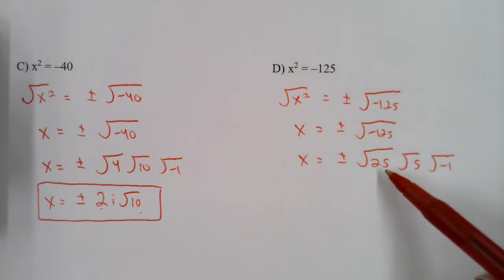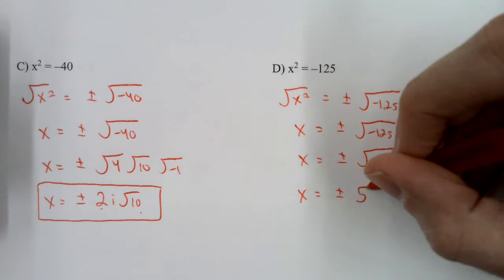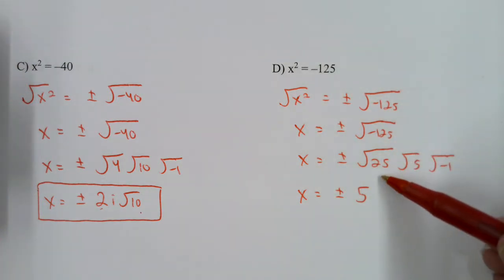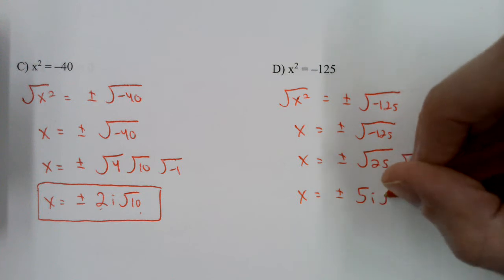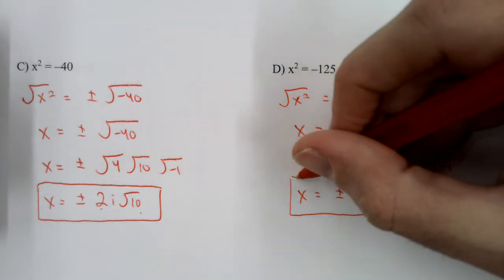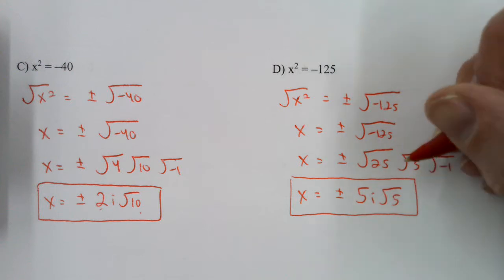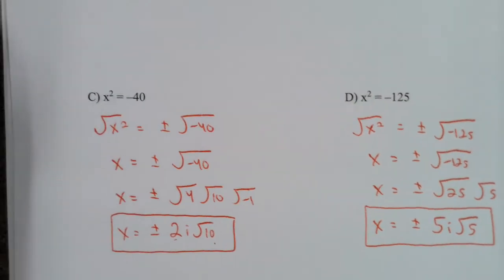And the square root of 25 is 5, so x equals positive and negative 5. That became 5, okay? And this becomes i. So 5i square root of 5 left over. Okay, so that's example 2.